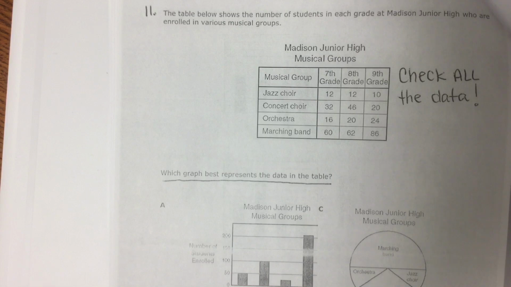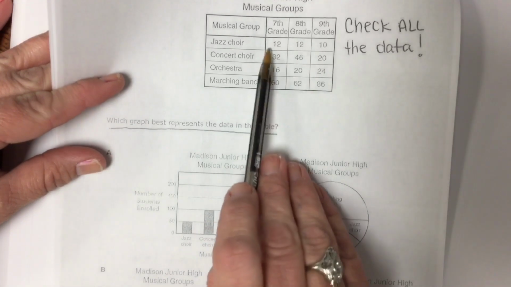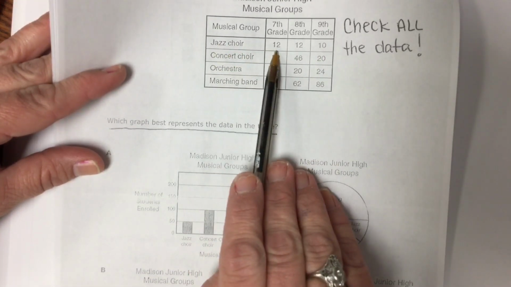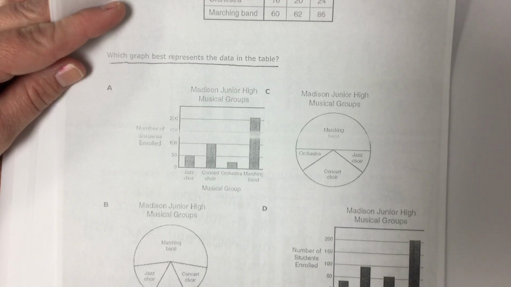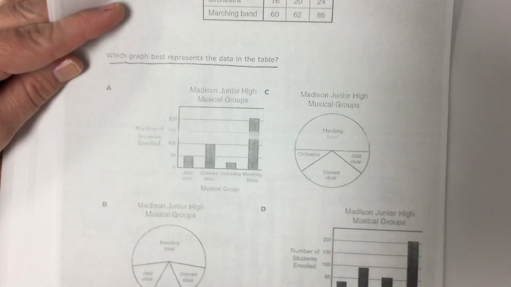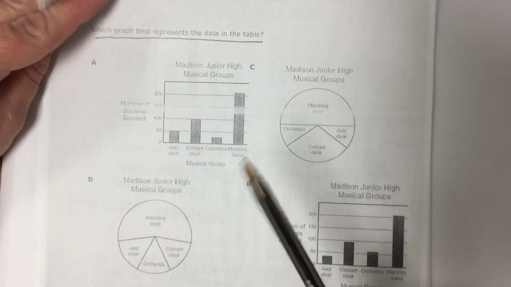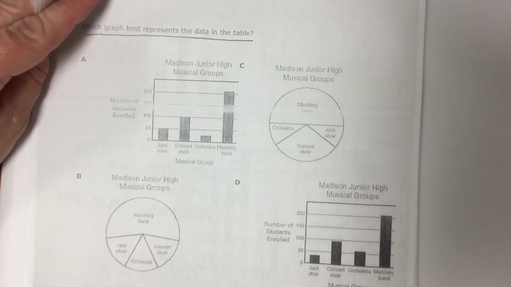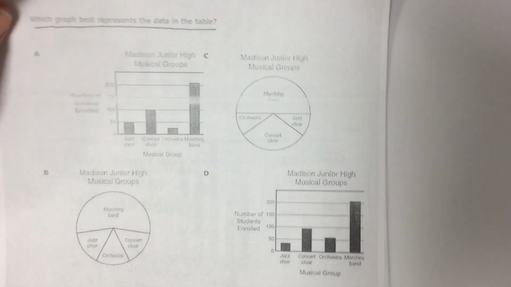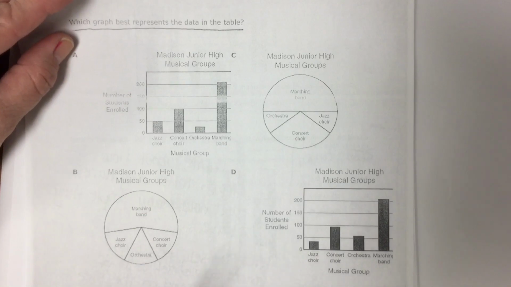This one, which graph best represents the data in the table? So you're gonna pick the best graph. Same as before, you're gonna use this information. Jazz choir had 12 in 7th grade, 12 in 8th grade, and 10 in 9th grade. So that's 10, 20, 30, 34 people. Okay, so which one of these graphs? Logically speaking, we haven't studied pie graphs, and we won't. So that can kind of eliminate 2 answer choices, right? Okay, so look at the bar graphs. Focus in on what they're telling you.